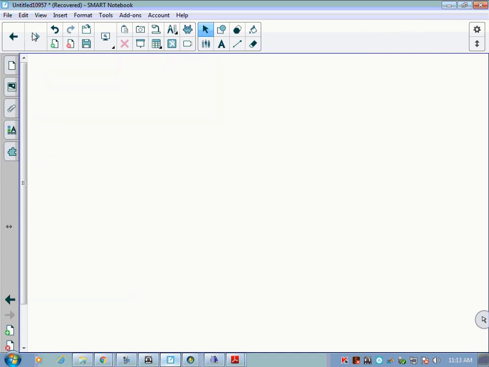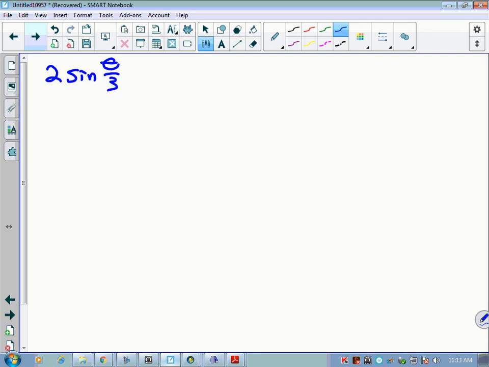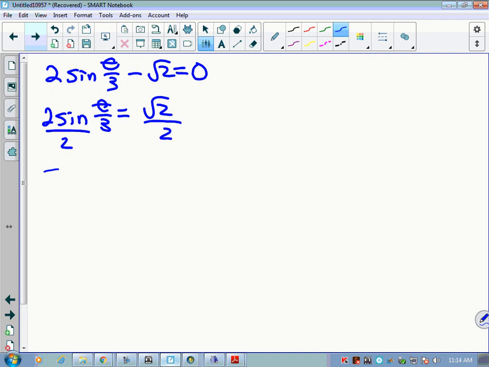All right. 2 sine theta over 3. That's a good sign because it means we're probably not going to have that many answers because we're going to end up having to multiply. Radical 2 equals 0. Okay. What do I do first? Add radical 2. So we got 2 sine theta over 3 equals radical 2. What am I going to do here? Divide by 2. Sine theta over 3 equals radical 2 over 2.